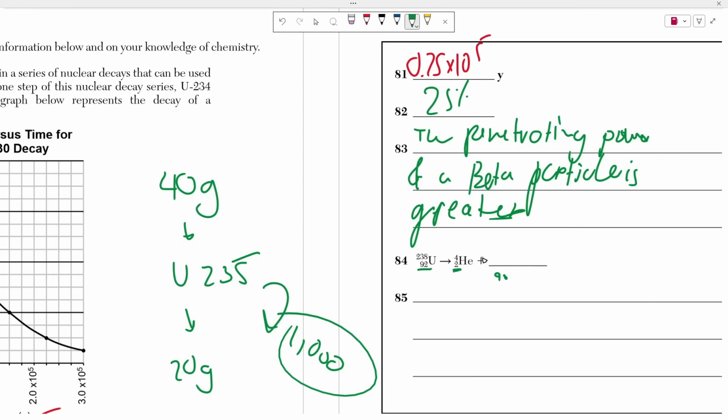And the number on top also has to match, right? So this 238, you have 238 on the top on this side. That means that whatever atom is written on this side also has to have 238 when it's added to 4, all right? So the top and the bottom have to match up. So what plus 2 is equal to 92 to keep this the same? Well, 90, right? And remember that this bottom number tells you the atomic number.